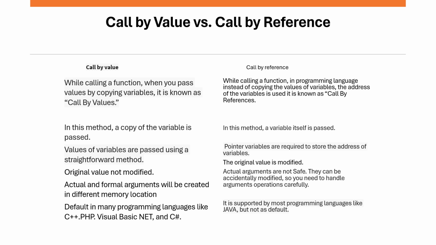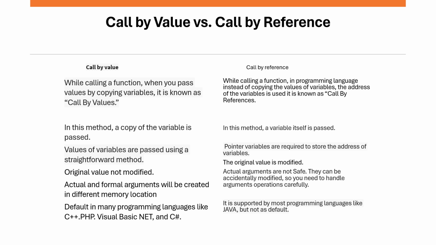In the third point, values of variables are passed using a straightforward method. So we can easily call them as actual parameters to the formal parameters. Call by reference, pointer variables are required to store the address of the variable. In call by reference, we are passing the address of the variable from one to another. So to store the address of the variable, pointer variables are used.